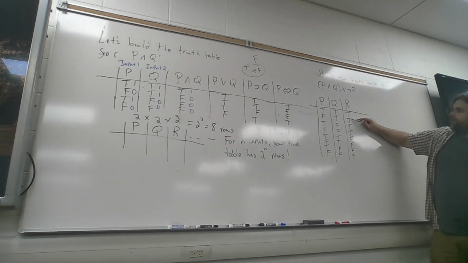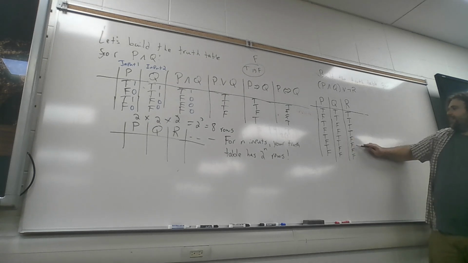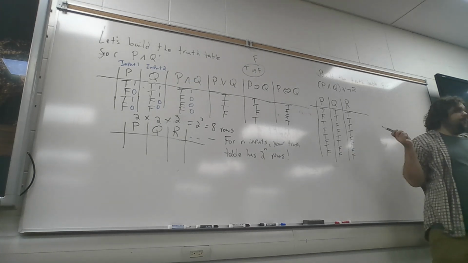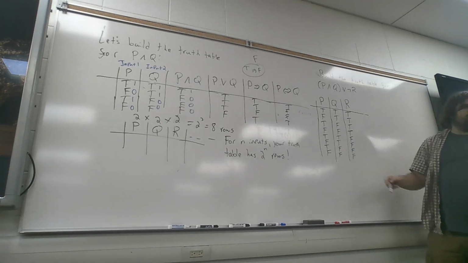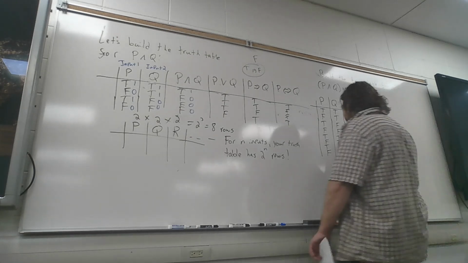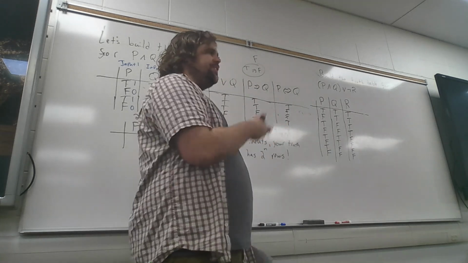FTT, okay, that's different. TFT, that's different. FFT, that's not up here. TTF, that's not up here. FTF, we're good. TFF, we're good. FFF. So we got everything different from each other, which means we have 8 rows that are all different, which means we've captured everything. So this pattern kind of removes a lot of the work of, like, do I have everything? Right? If you just do that.